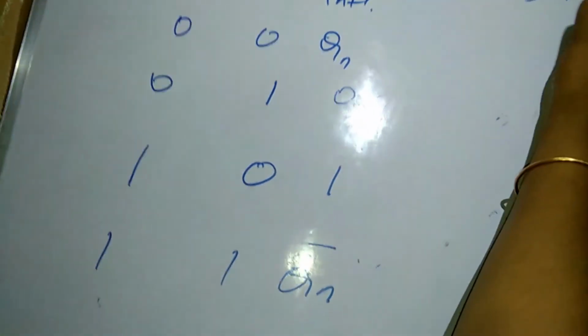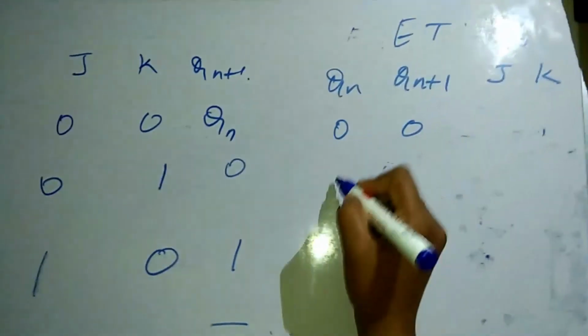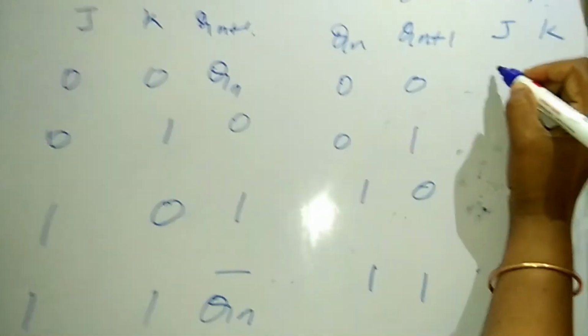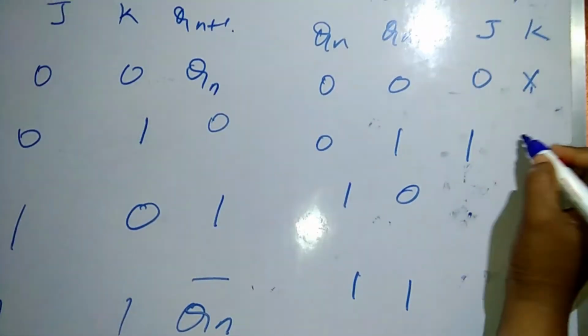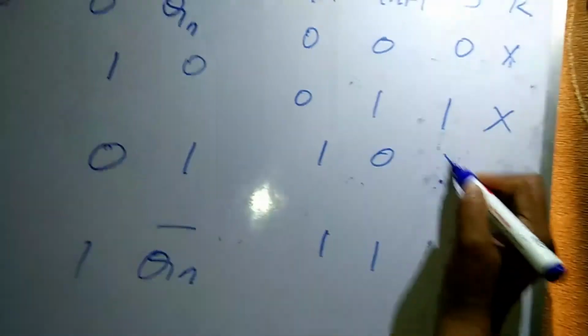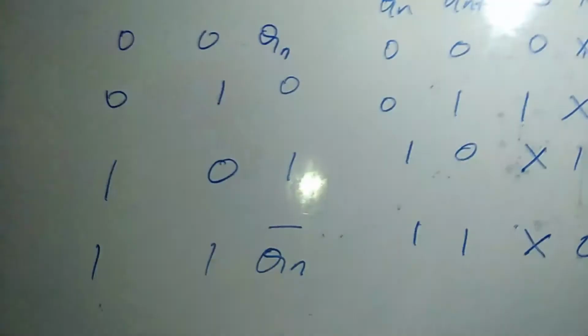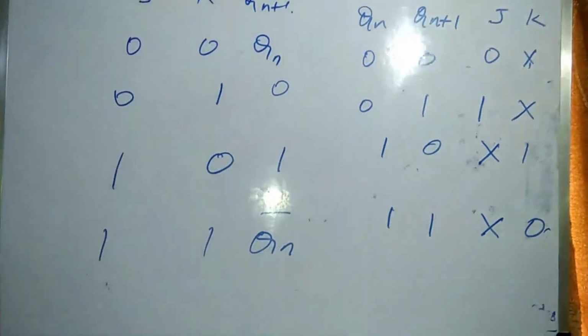And the excitation table is, you have Qn, Qn plus 1 and J and K. So you have 0, 0, 0, 1, 1, 0, 1, 1. Here it is 0 and a don't care, which can be either 0 or 1. Here it is 1 and a don't care, here it is don't care and 1, here it is don't care and 0, which can have a state of either 0 or 1. So for any state transition, these are the conditions that J and K must have.